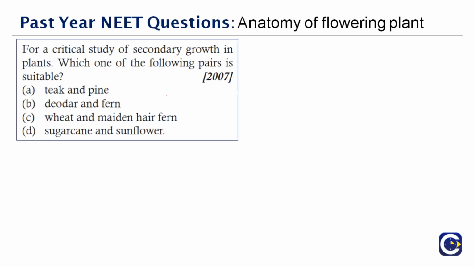For a critical study of secondary growth in plants, which one of the following pairs is suitable? When we talk about secondary growth, teak and pine are the most suitable for the study of critical secondary growth, because in secondary growth, secondary tissues are formed from the lateral meristem. You always have to remember, whenever we talk about secondary growth, we have to take into account the lateral meristem. The lateral meristem paves the way for it, which is well developed in these two cases, and secondary growth occurs in gymnosperms and dicots.